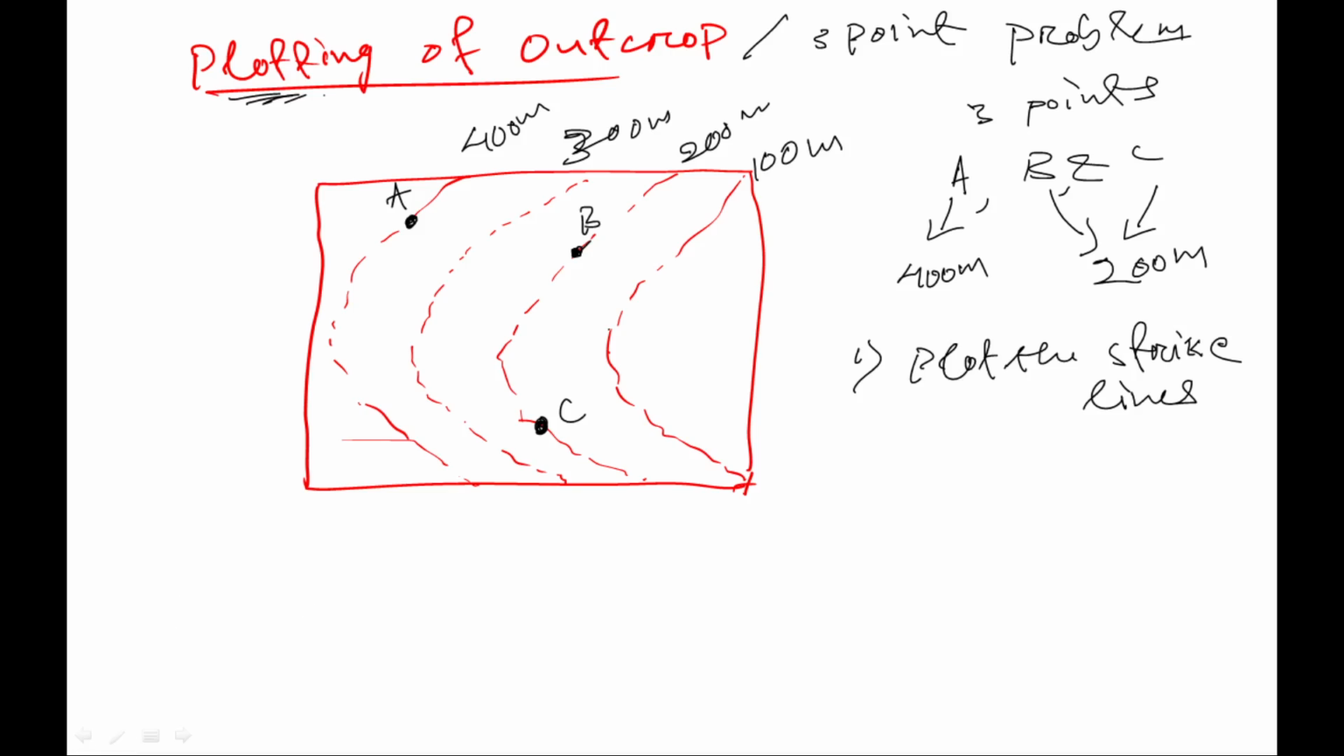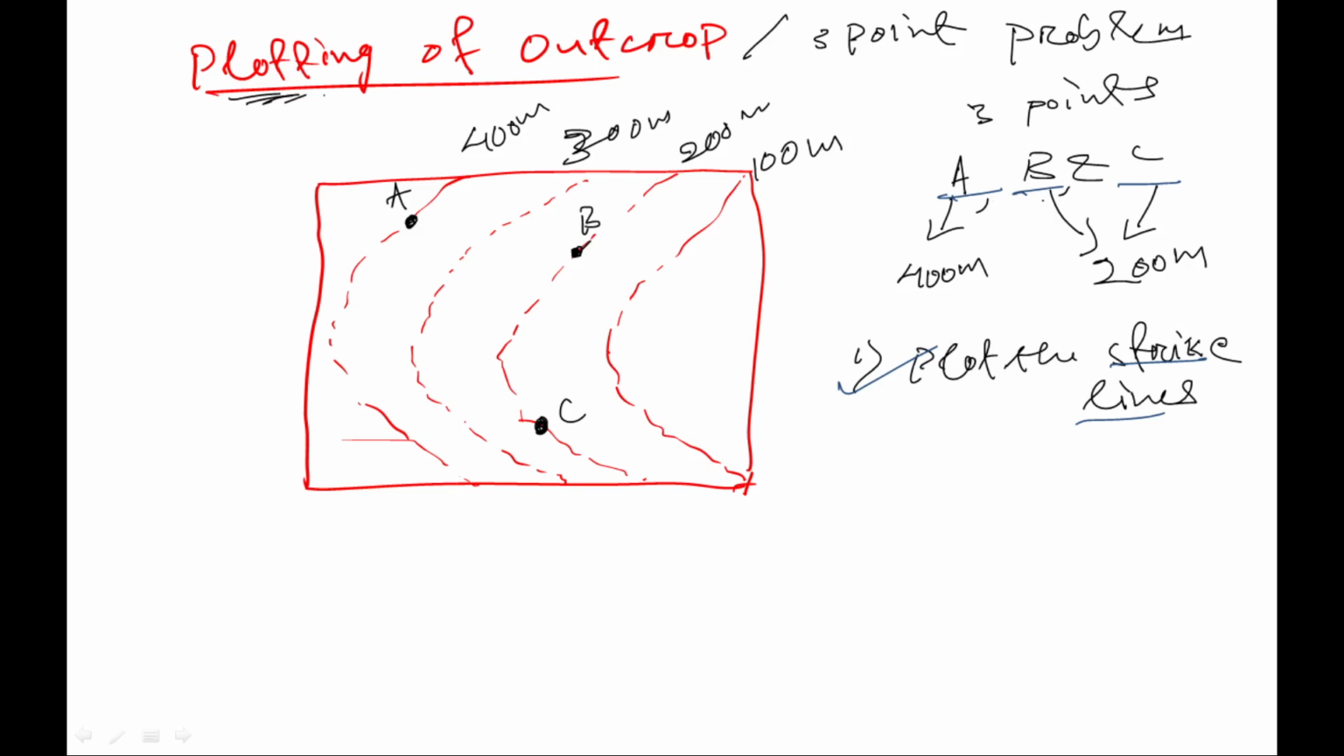So what I have to do is plot strike lines. So what are strike lines? I have told you that a strike line is nothing but the line joining two points of equal elevation present on the outcrop, or present on the bed, right? So as I have mentioned here, the points A, B, C are present on the outcrop. I am going to use these 3 points to find out the outcrop here.